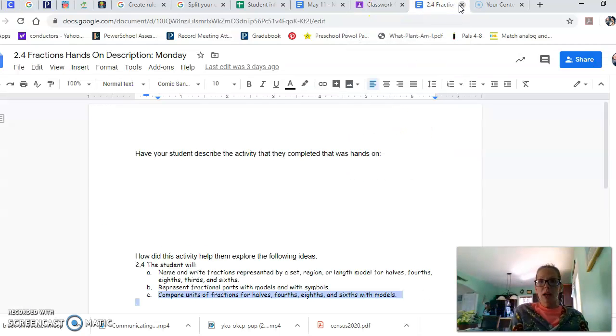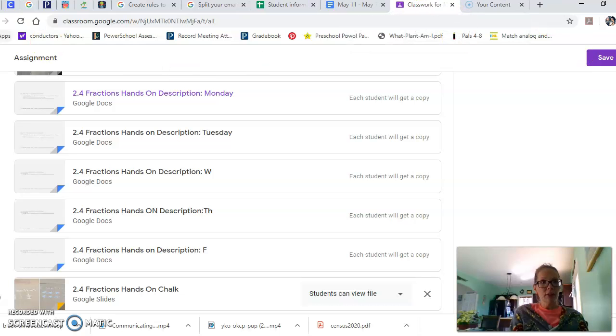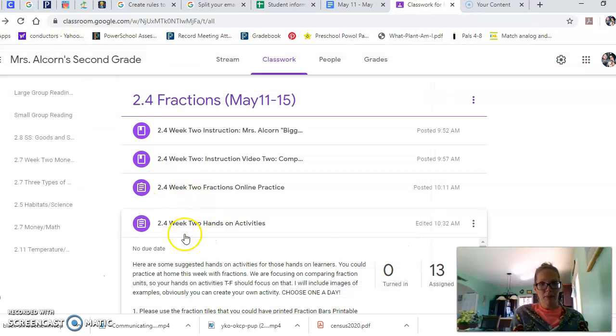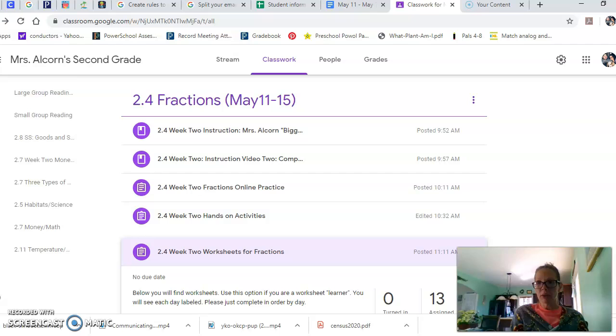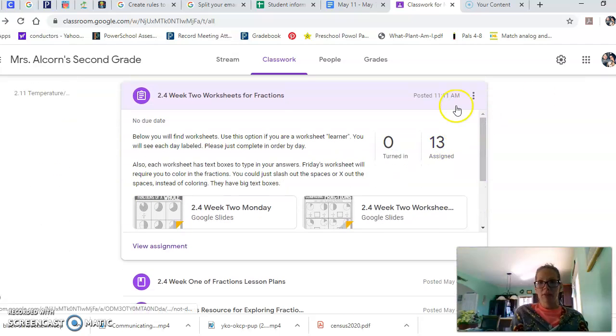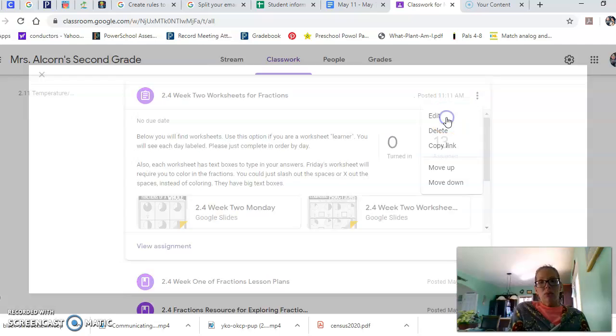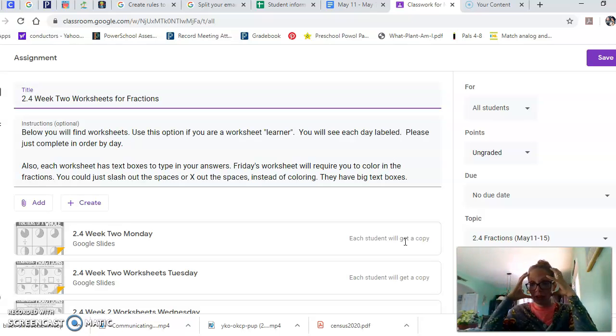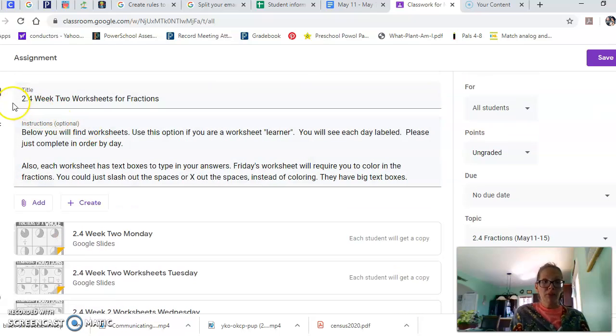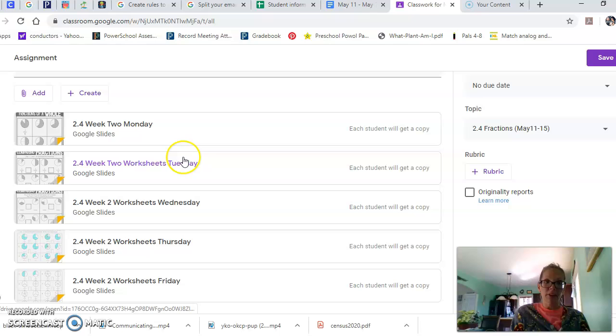And then the last choice for work this week is, if you are a worksheet person, you're going to go to the worksheet choice. And again, all of the worksheets have been all week, and it's just driving me insane. So I apologize. I need to keep that in this video. So 2.4 week 2 worksheets for fractions. If you're a worksheet person, all of your worksheets for the week are underneath here. Monday, Tuesday, Wednesday, Thursday, and Friday.